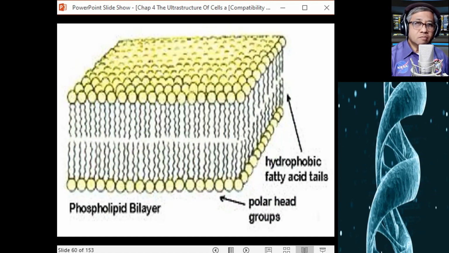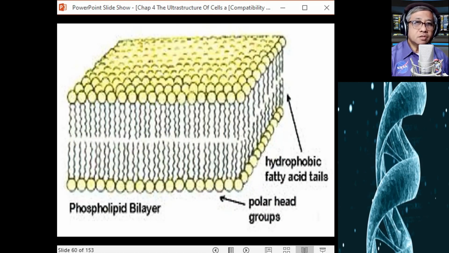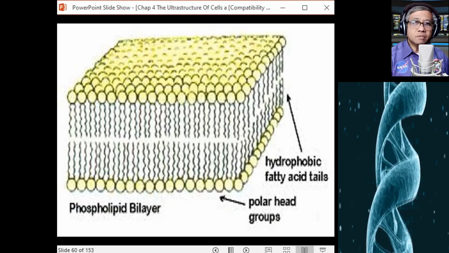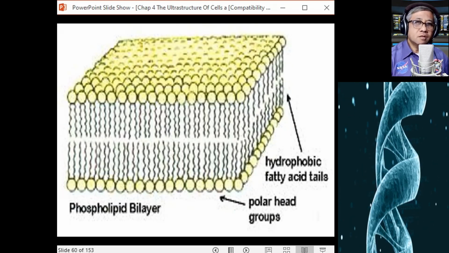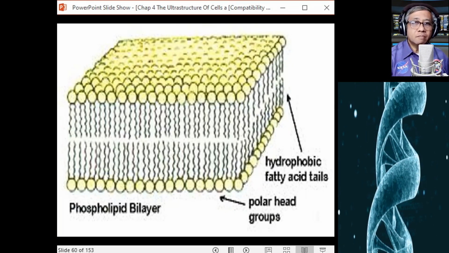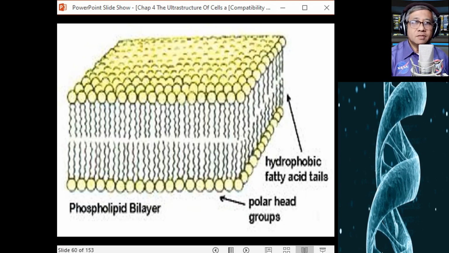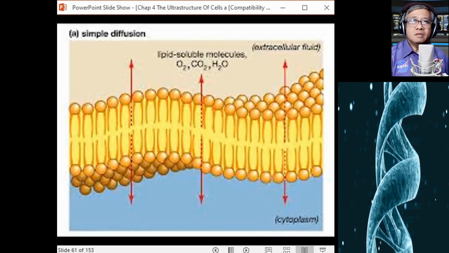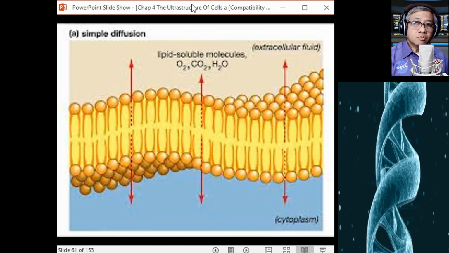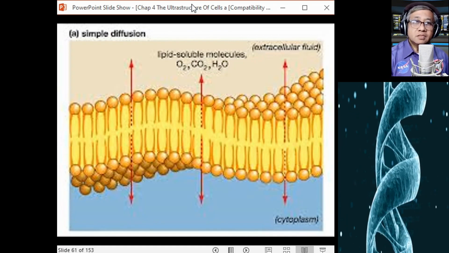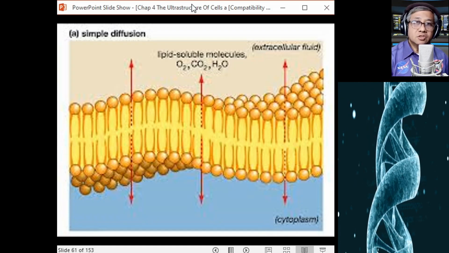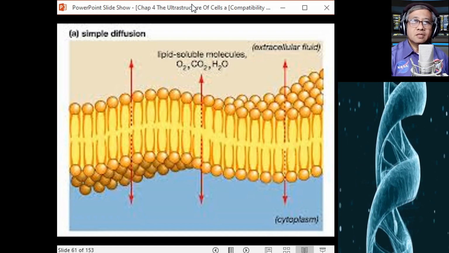And under the electron microscope, the cell membrane is composed of two layers of these phospholipid molecules. That's why the cell membrane is said to be a bilayer made up of two layers of phospholipids. The phospholipid bilayer allows lipid-soluble molecules to easily enter, and very small molecules like oxygen and carbon dioxide.